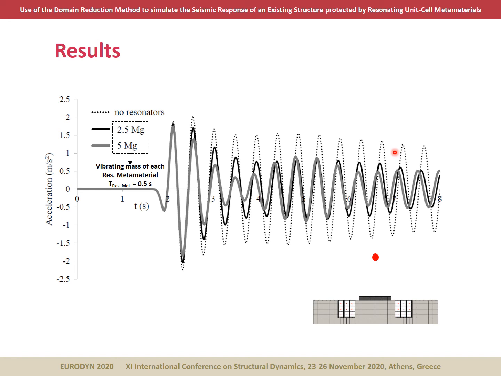Another thing that we should notice here is that the increase of the vibrating mass inside the unit cells seems to have a beneficial effect on the total response of our system. And let me now show you the mechanism behind this reduction of accelerations in this area here.